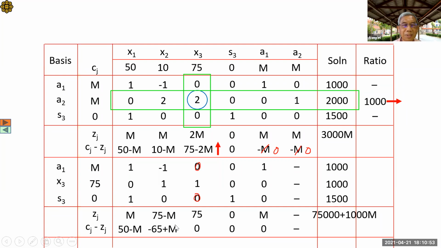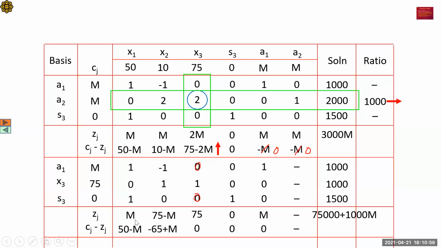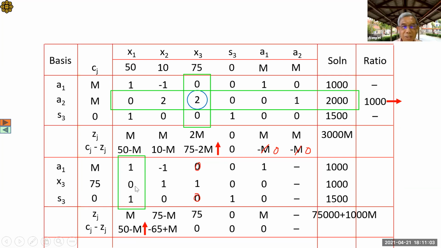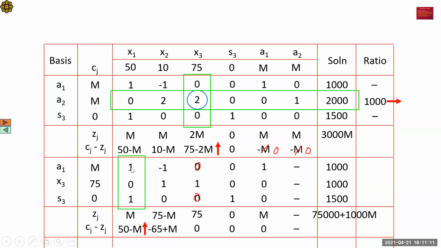Choose the highest or lowest? At 50 minus M, lowest. 50 minus M, so choose the lowest. So this is the pivot column. Now what? Find the ratio.